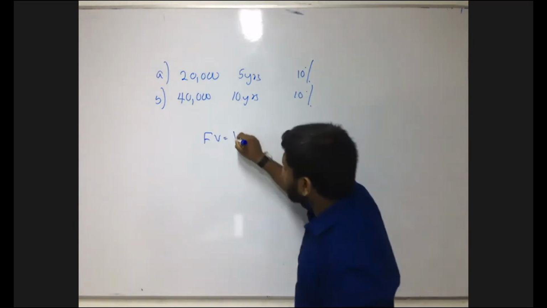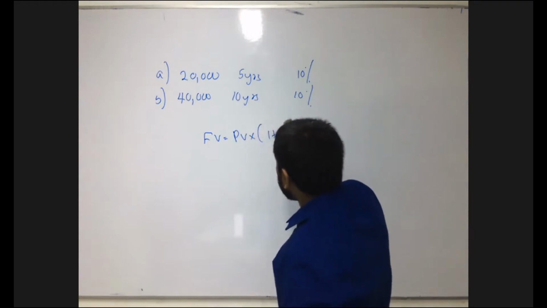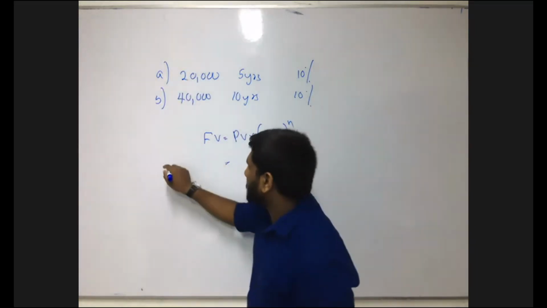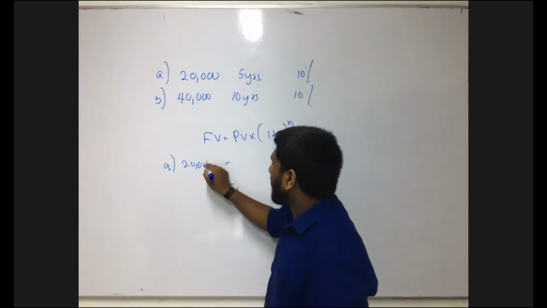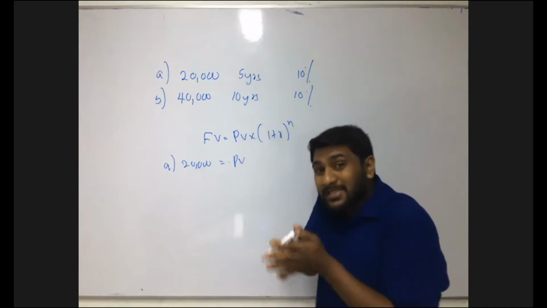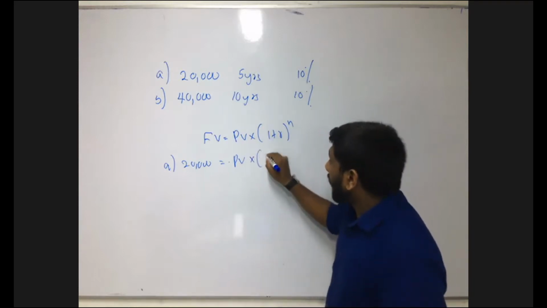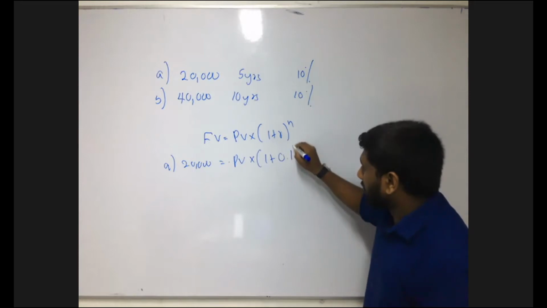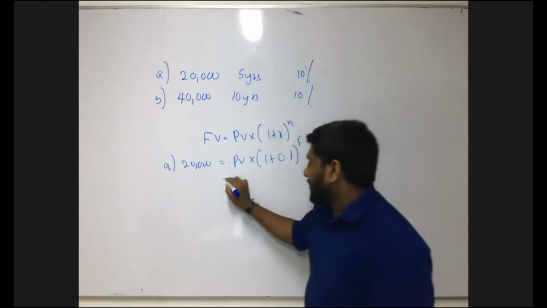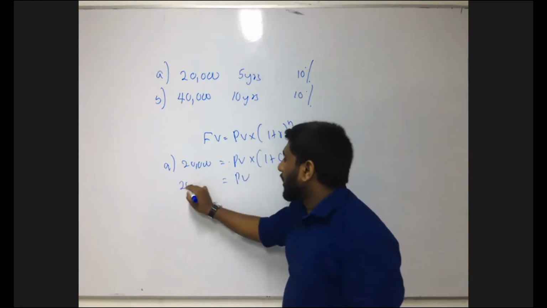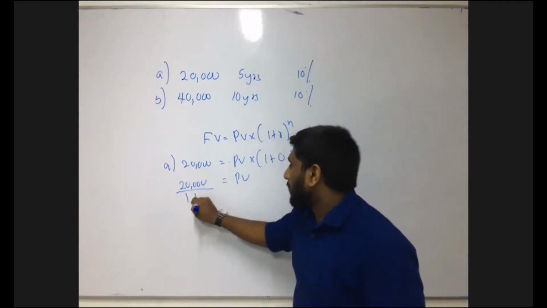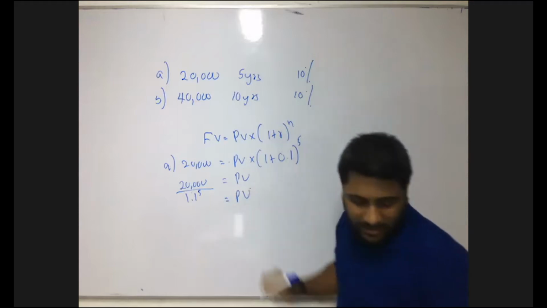Future value equals present value into 1 plus r to the power n. Let's take the first option, guys. Option A: 20,000 is equal to present value, which you don't know in today's terms, into 1 plus r, rate is 10%, 0.1, to the power n. N is how much, guys? After 5 years. Here the present value is equal to 20,000 divided by 1.1 to the power 5. Then present value is equal to how much, guys?